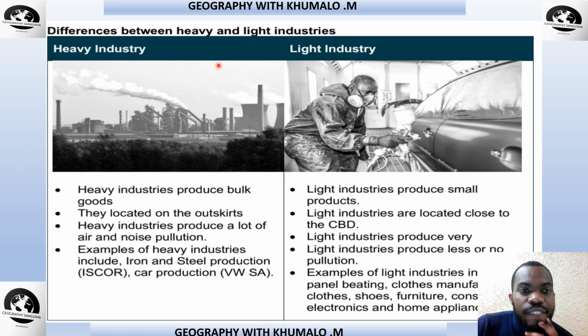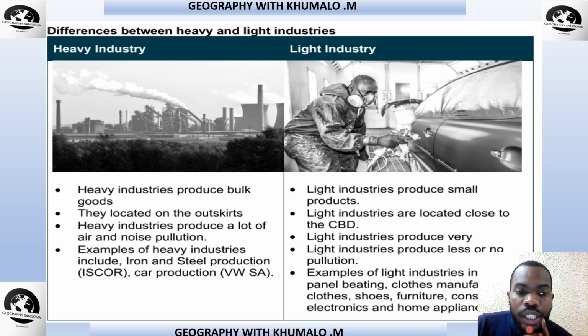Now, looking at the difference between the heavy and the light industries, grade 12, you can see that heavy industry produces bulk goods, while light industry produces small products. The heavy industries are located on the outskirts of the city, and the light industries are located close to the CBD. The heavy industries produce a lot of air and noise pollution, while the light industries produce less or no pollution at all.